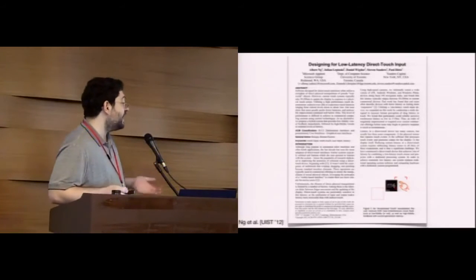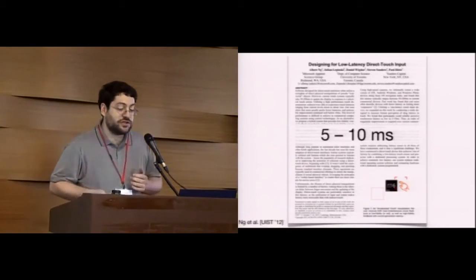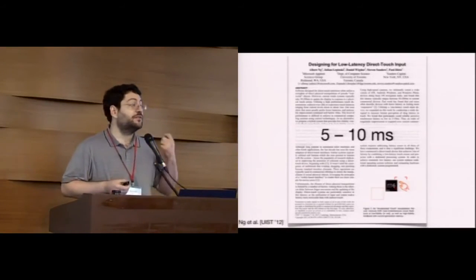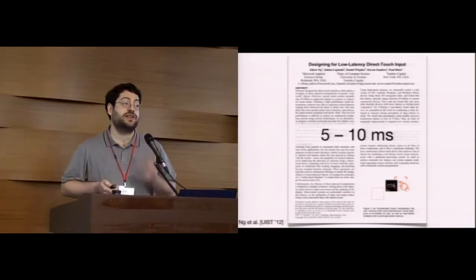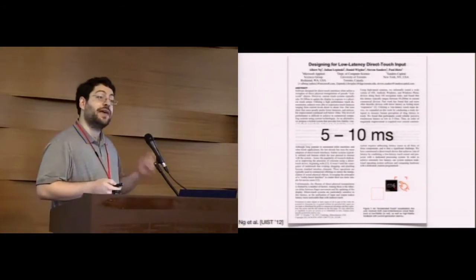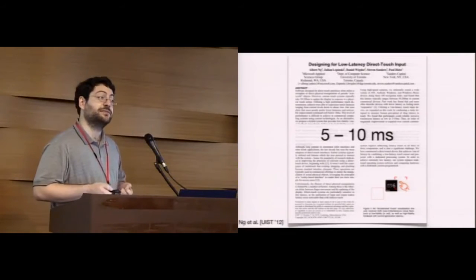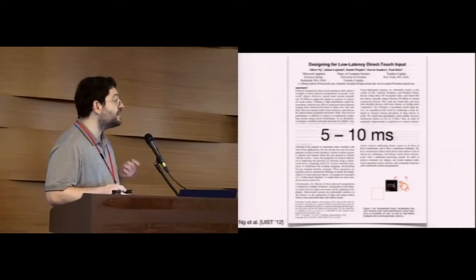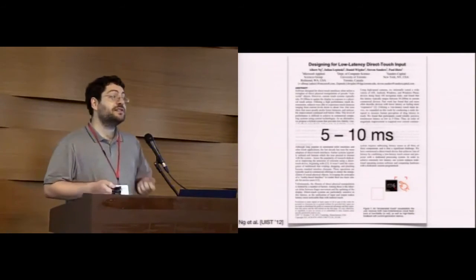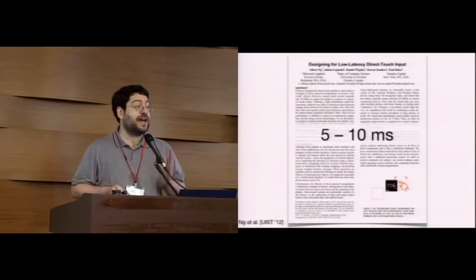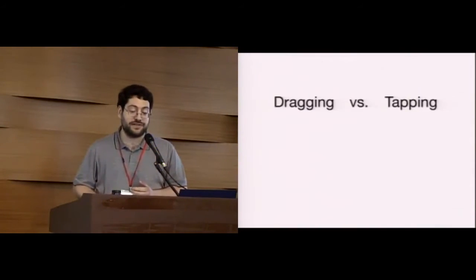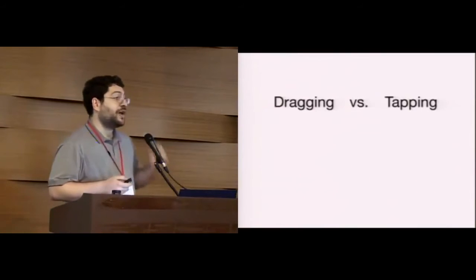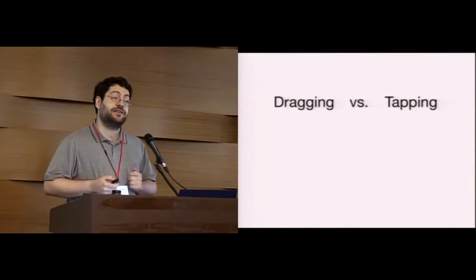For example, Ng et al. at WIST a few years ago showed that it was actually down to 5 to 10 milliseconds that were detectable by users. So that's an order of magnitude difference from what the classic textbook value says. So why is there this range? The reason it's a range is because we have very different tasks that have very different affordances. In particular, dragging versus tapping are two very different things.